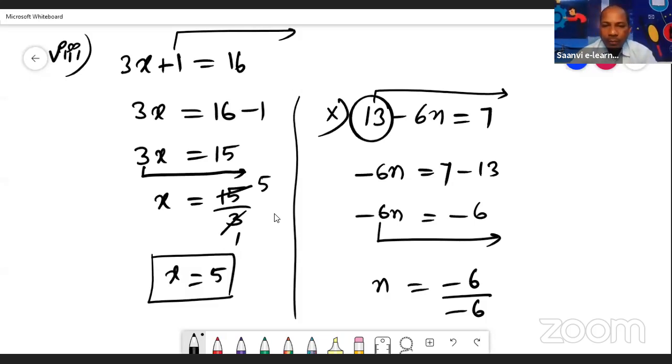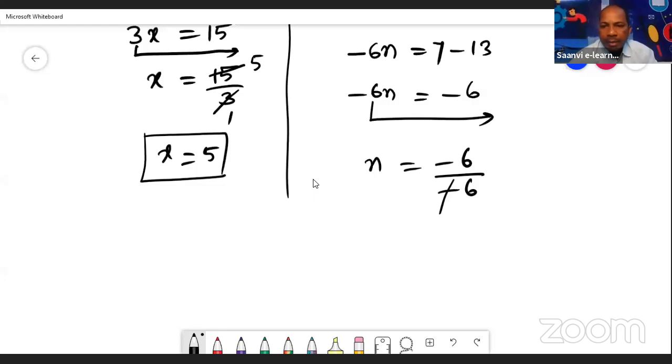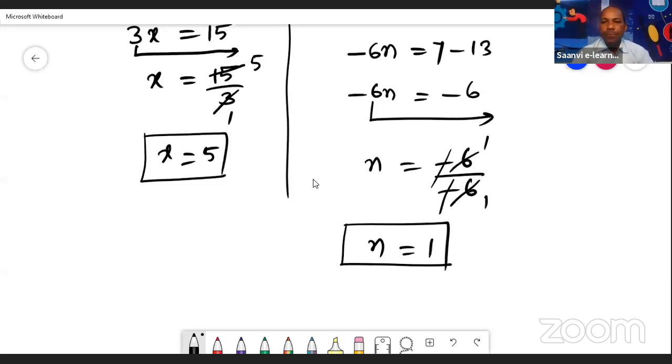We have to see the relation between the two quantities. Minus 6n means minus 6 into n. Minus 6 is multiplying here. When we send this side, it will divide. Now here minus minus cancel. 6 1s are 6, 6 1s are 6. So what is the n value? 1 by 1 is nothing but n is equal to 1. And the same way, children, you complete the remaining problems.